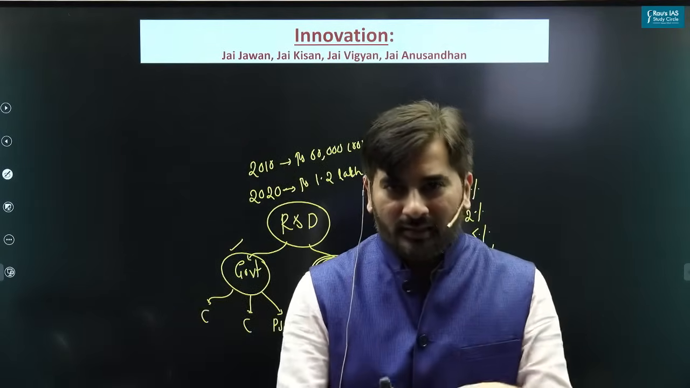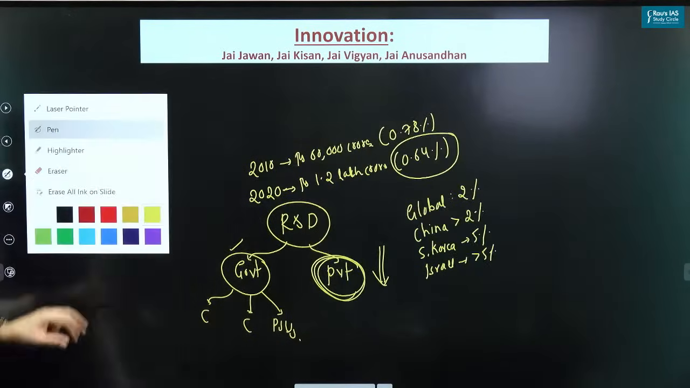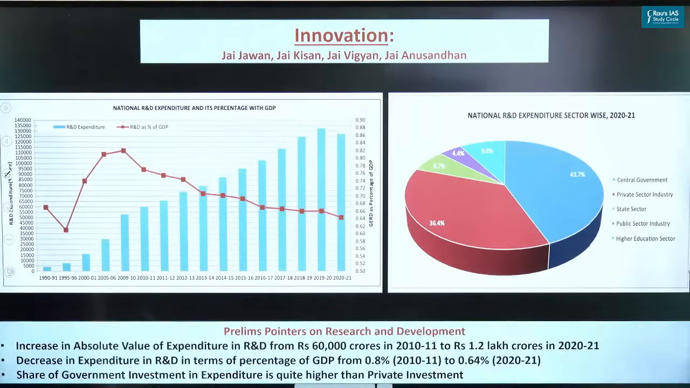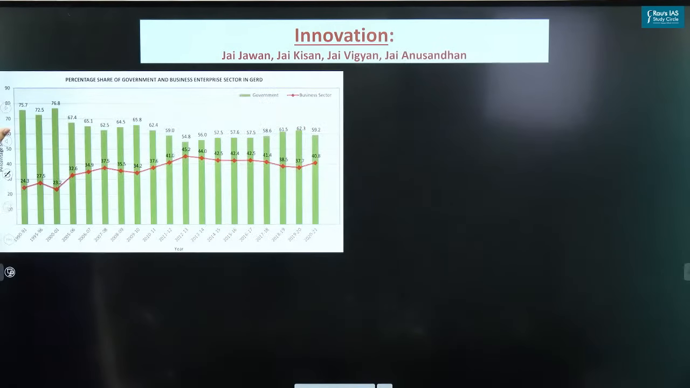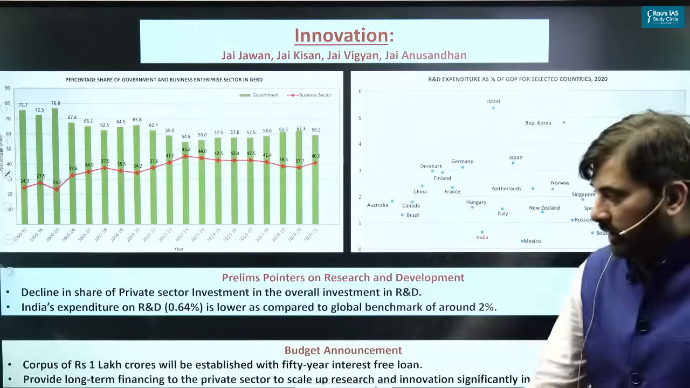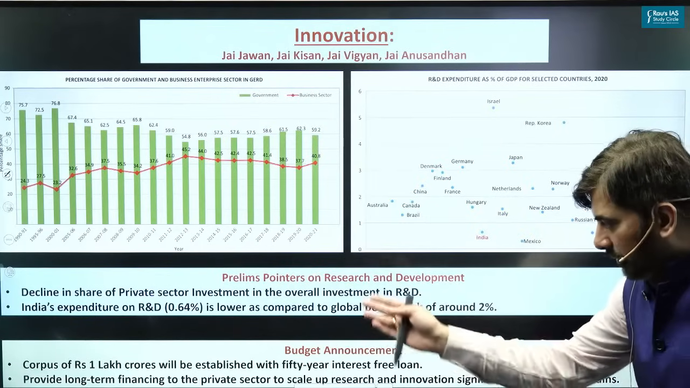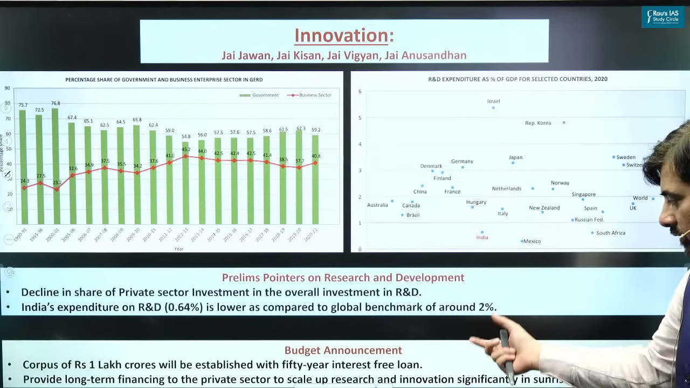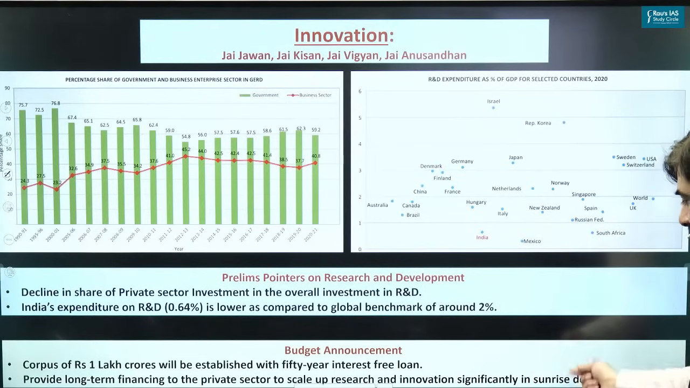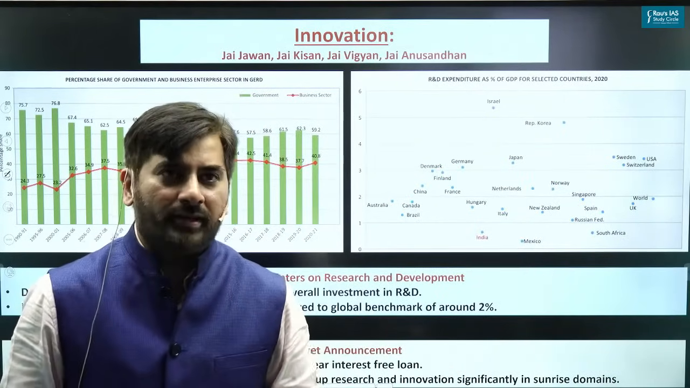Whatever I have explained in the last 2 to 3 minutes, the same thing I have incorporated in the PPT. You can just have a look. I'll be sharing the PPT right after the class. Everything is there. So you can see the interim budget announcement: a corpus of 1 lakh crore would be established with 50-year interest-free loan. It will provide for long-term financing to the private sector to scale up research and innovation in the sunrise sectors. That is a new initiative. I hope this part is clear with respect to innovation.